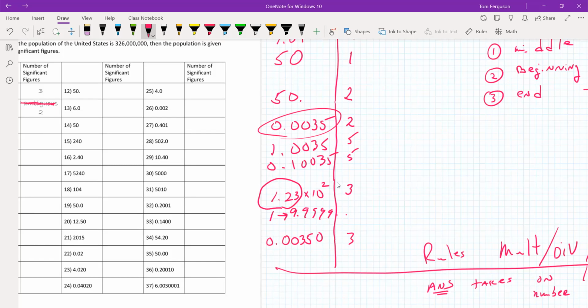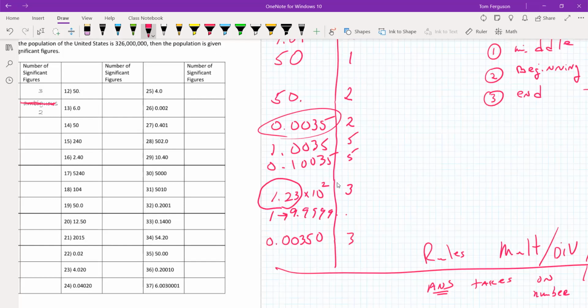That 1.23 times 10 squared is the scientific notation version of the number. The first number has to be a number from 1 to 9.99. And then there should be an exponentiation number. The exponentiation number doesn't count, only the decimal number from 1 to 9.99.